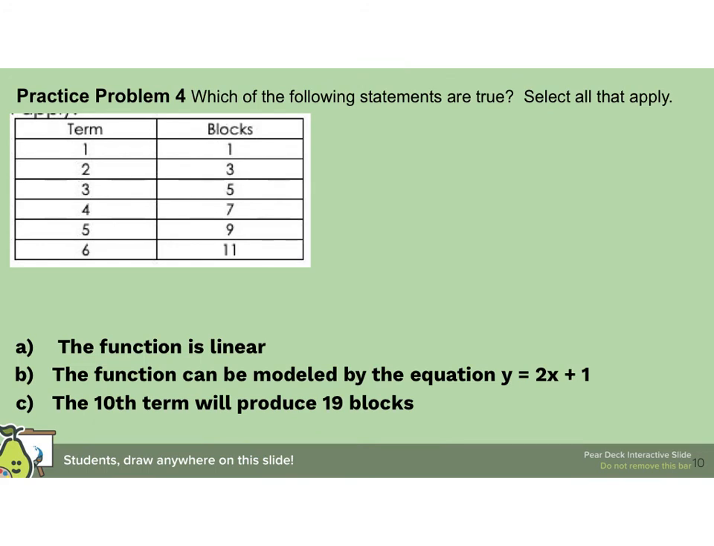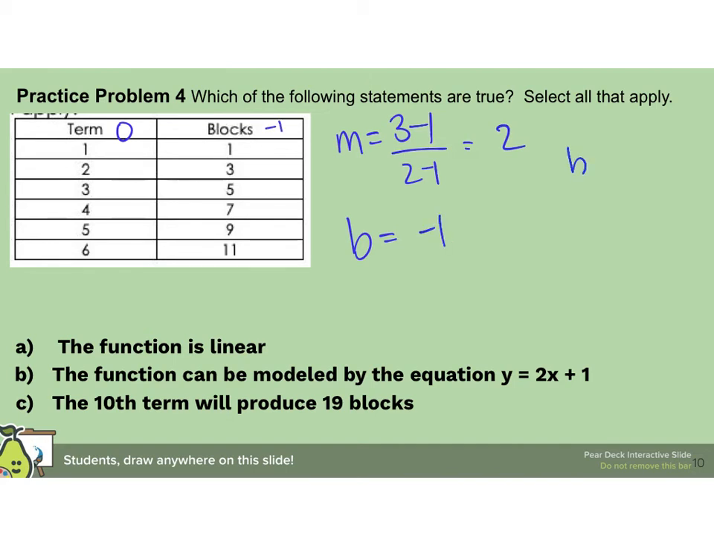Last practice problem. Which statements are true? We're going to do the same thing. We're going to find the slope. Slope is 2. We're going to find the y-intercept. I'm just going to count backwards because I already have 1. So I'm going to count backwards by 2, so that would be 0, -1. So the y-intercept is -1.